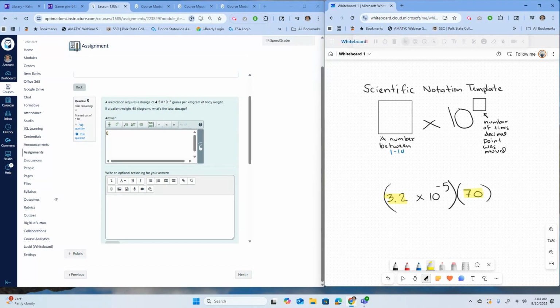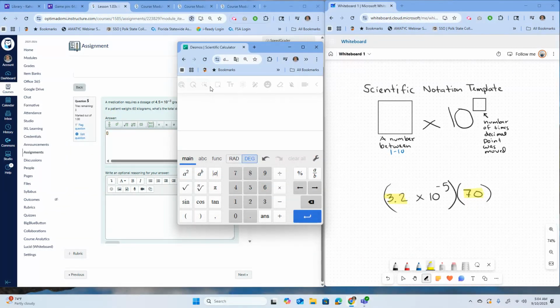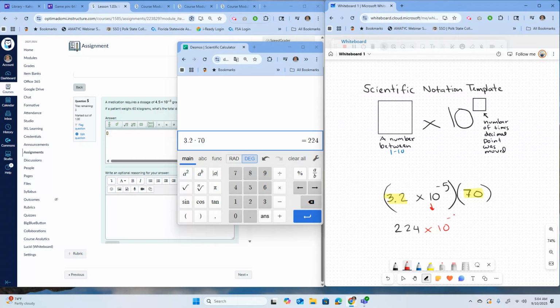Now for that, you're going to have to use the calculator. So let me bring my calculator. So 3.2 times 70. You can see we got 224. Let me bring this up. We got 224, and then we multiply the powers of 10 with the powers of 10. But if you look carefully, the 70 doesn't have a power of 10. So I'm just going to bring this down because that's the only power of 10 that I have left.